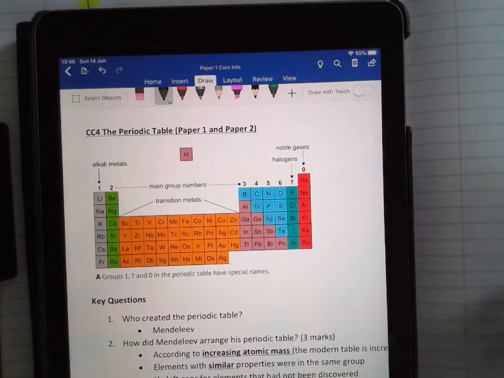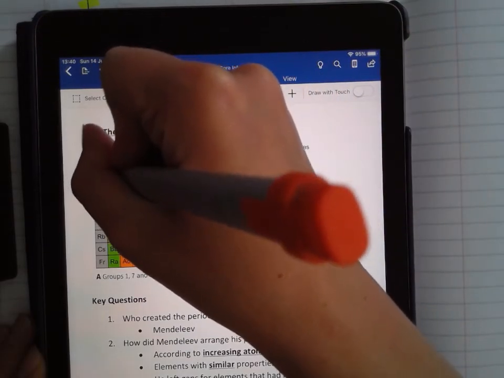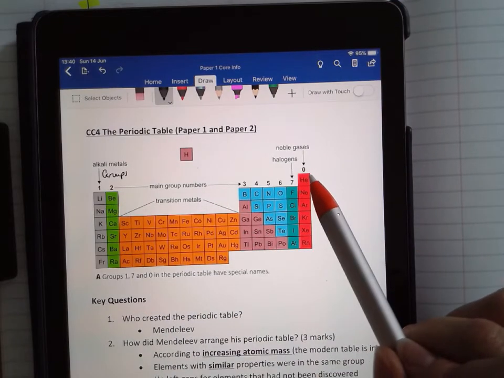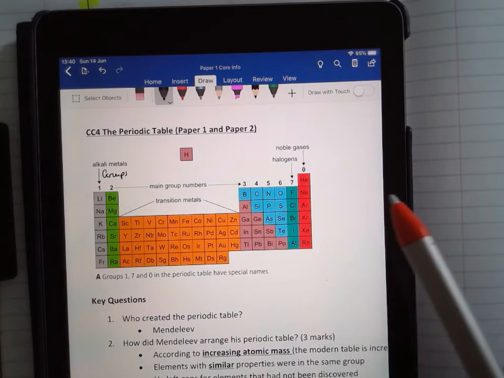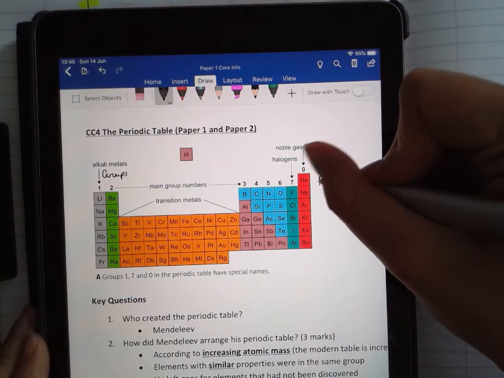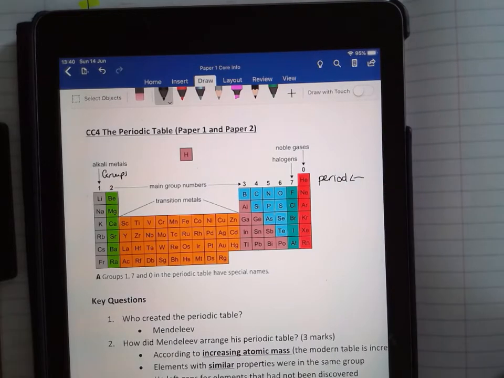So going down, you have what we call groups. You've got group 1, group 2, 3, 4, 5, 6, 7, and group 0. Going across in rows, you've got what he calls periods. So you've got your periods going across, and you've got your groups going down.